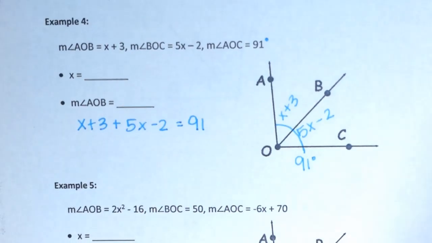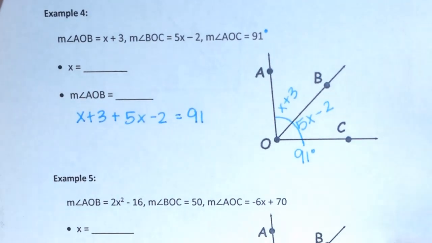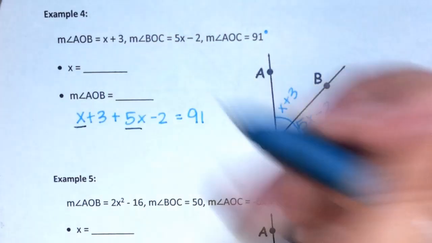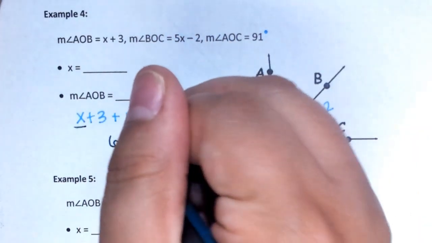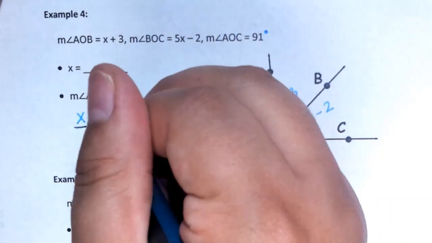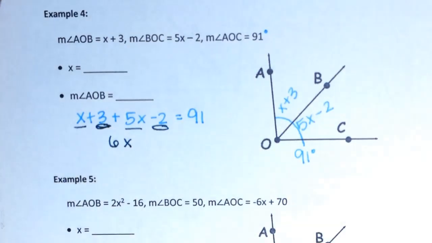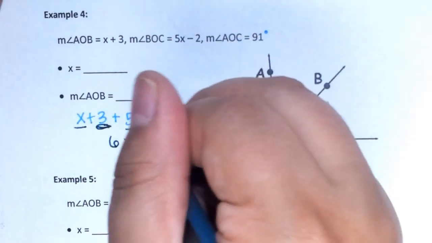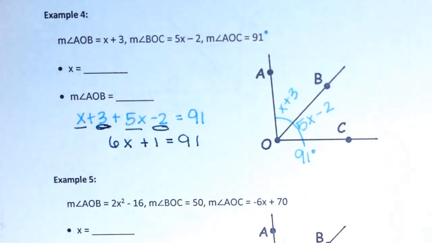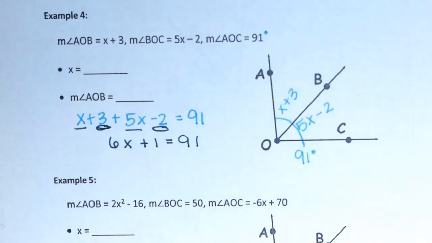Okay, how do I solve this? Add. X plus 5x is... 3 plus negative 3. No, 3 plus negative 2 is... And I would like you to solve this on your own. Go. Easy.